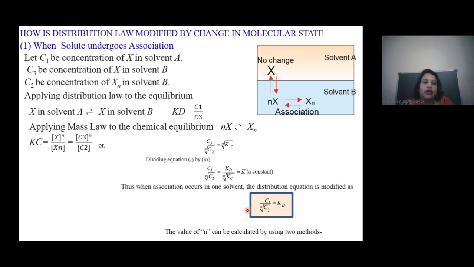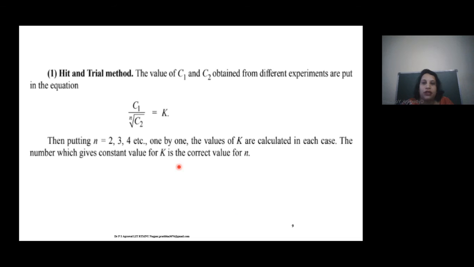Now, how to calculate this value of n? There are different methods. First is the hit and trial method, the simplest method. Such types of problems also come in the exam. Concentrations in two solvents are given and you are asked for n. What do you have to do? Simply take the ratio of C1 upon C2 and see if it is constant. If it is not, then see C1 upon the nth root of C2.